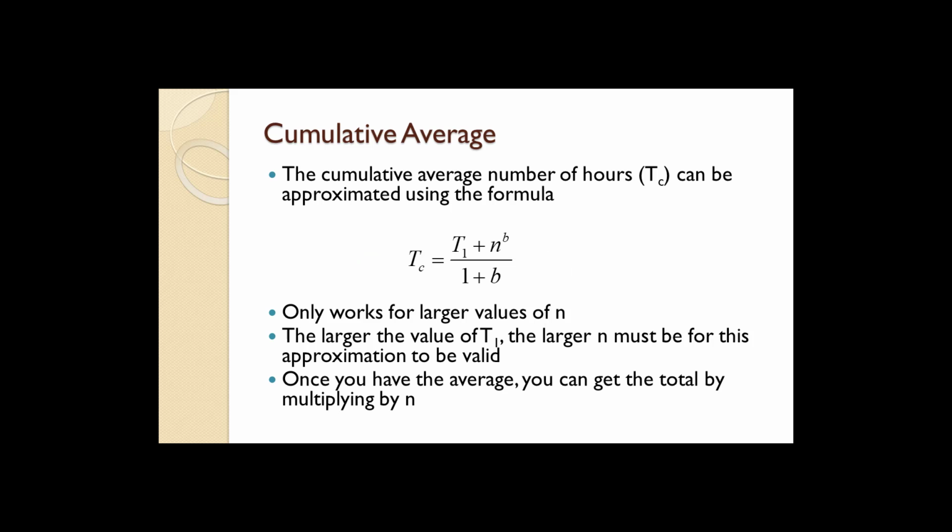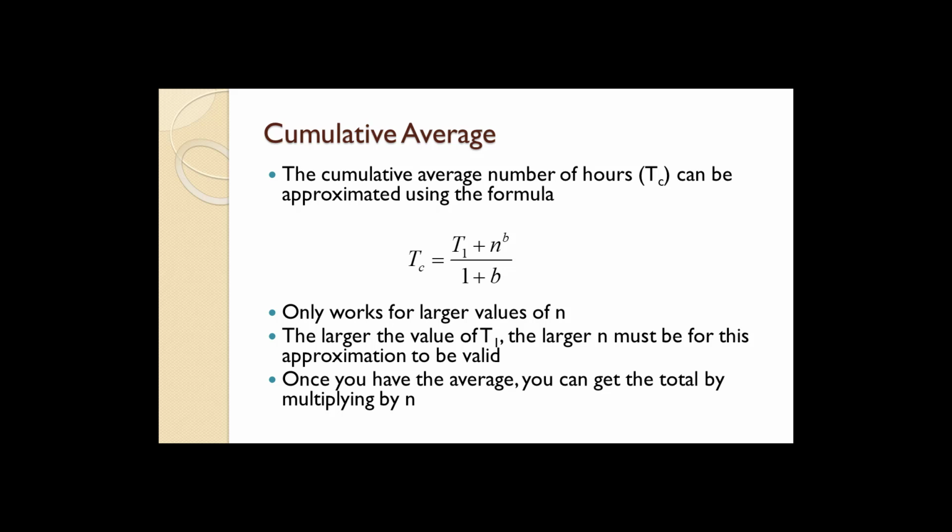The cumulative average number of hours is represented by T sub C. It can be approximated using the formula T1 times n raised to the b power, all divided by 1 plus b. This is the same value of b that was used earlier. That is either ln r divided by ln 2 or log to the base 2 of r. This is an approximation. It only works for larger values of n. In fact, the results for smaller values of n will not be valid at all. The larger the value of T1, the larger n must be for this approximation to be valid.